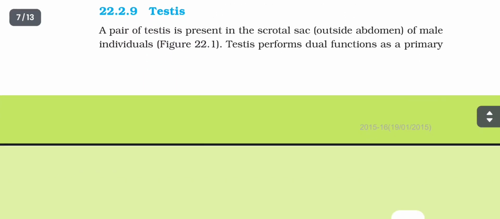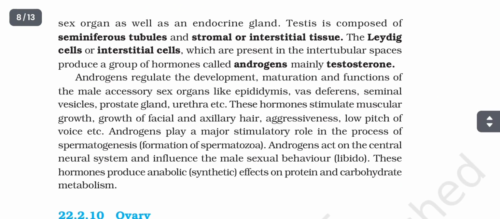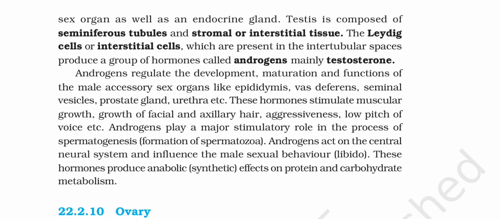Testes. A pair of testes is present in the scrotal sac outside the abdomen of a male individual. Testes perform dual functions as a primary sex organ as well as an endocrine gland. Testis is composed of seminiferous tubules and stromal or interstitial tissue. The Leydig cells or interstitial cells, which are present in the intertubular spaces, produce a group of hormones called androgens, mainly testosterone. Androgens regulate the development, maturation and functions of the male accessory sex organs like epididymis, vas deferens, seminal vesicle, prostate gland, urethra, etc.